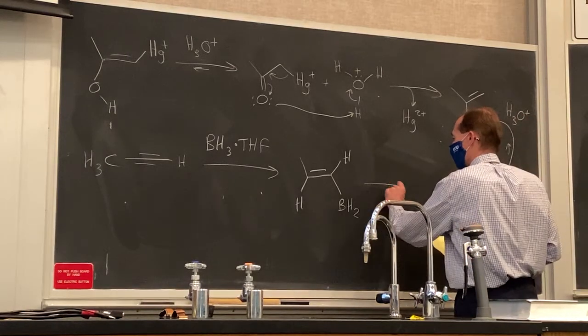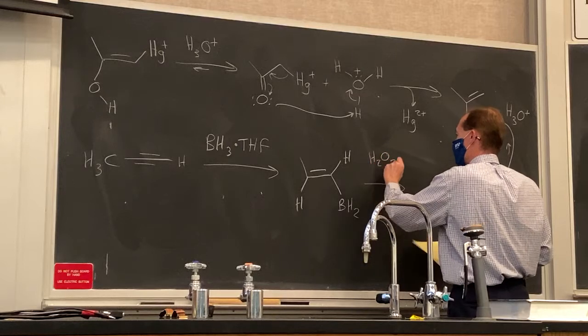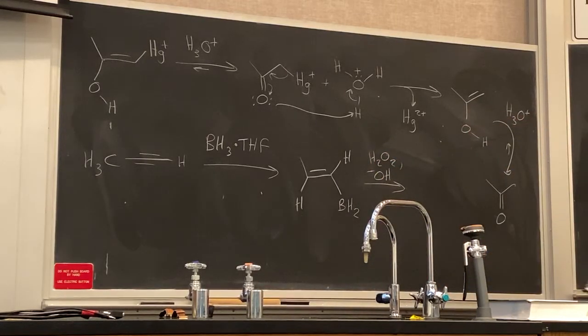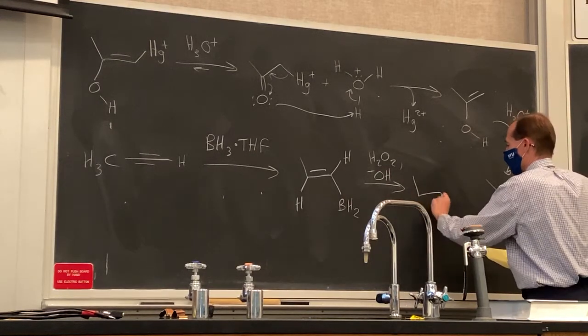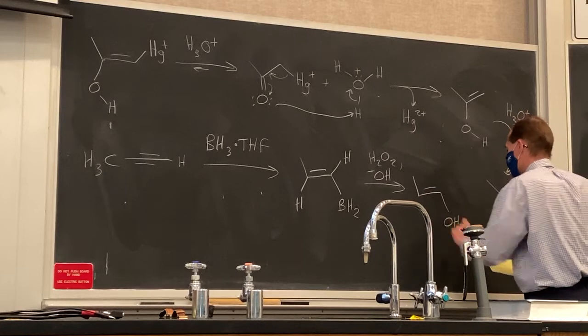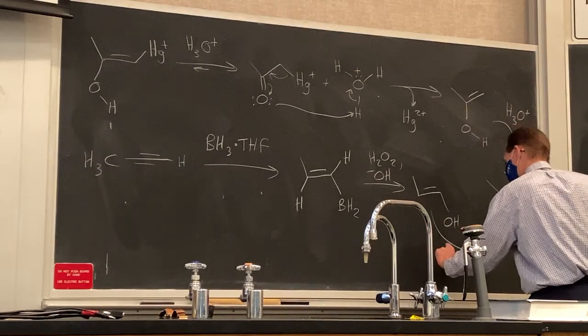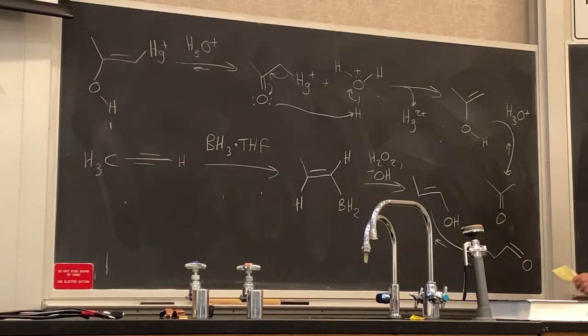And then we would use hydrogen peroxide and hydroxide. That's going to convert our organoborane into an enol with retention of the configuration. And then once we get that enol, it's going to tautomerize to give us an aldehyde. Okay?